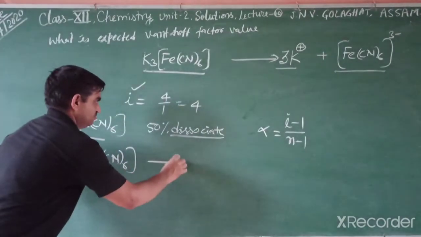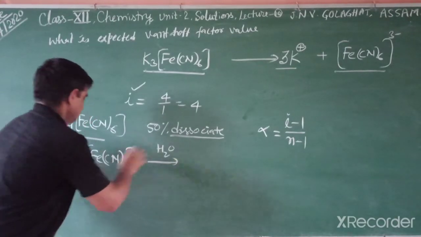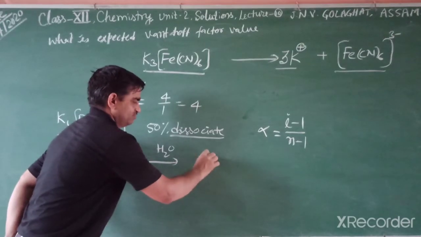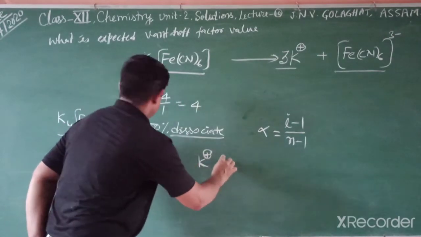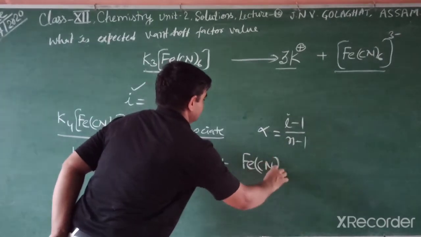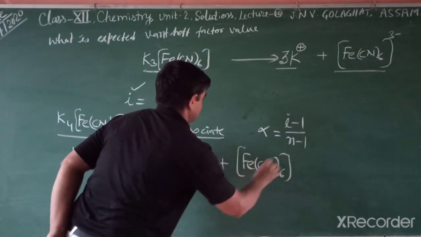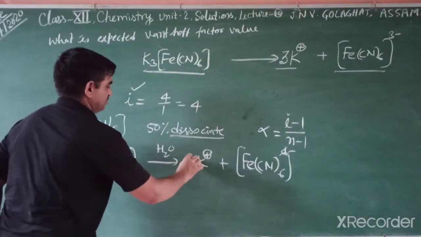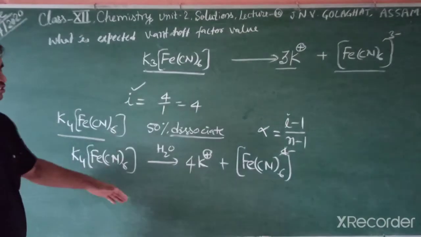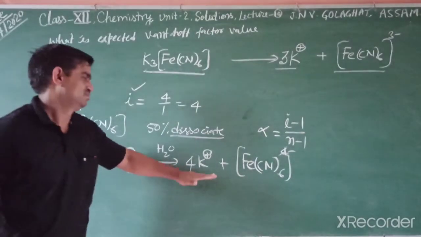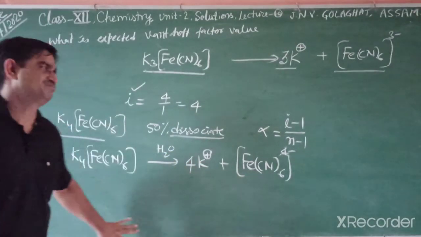So it dissociates when dissolved in water. Then what happens? It gives complex and counter ion: potassium dissociates separately, potassium ion plus ferrocyanide [Fe(CN)6] 4 minus ion, and when we balance this. So after dissociation, if it is 100% dissociated, then its Van't Hoff factor is 5: 4 plus 1, 5 by 1, means 5.